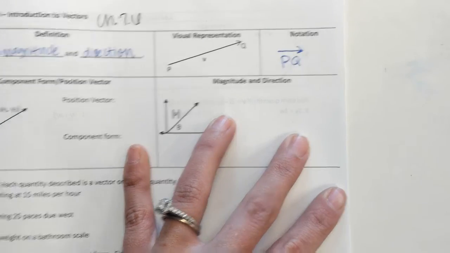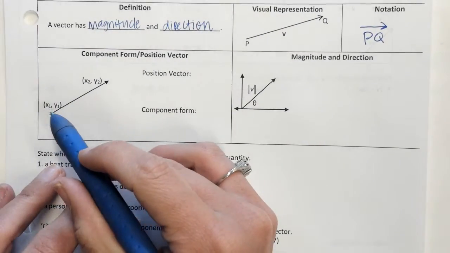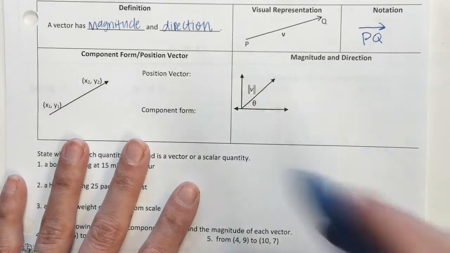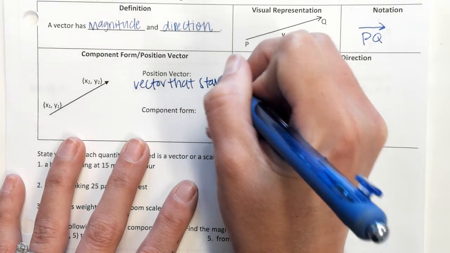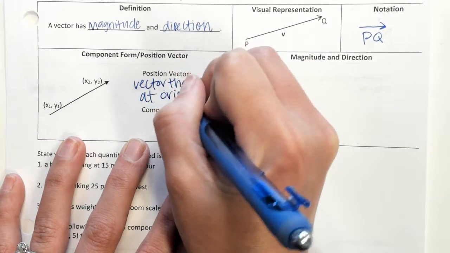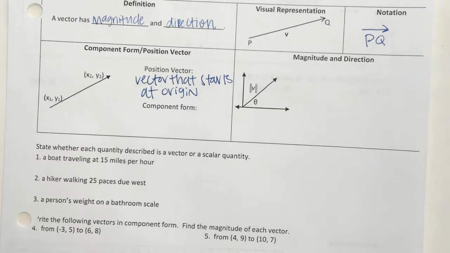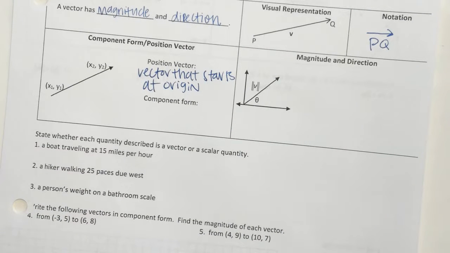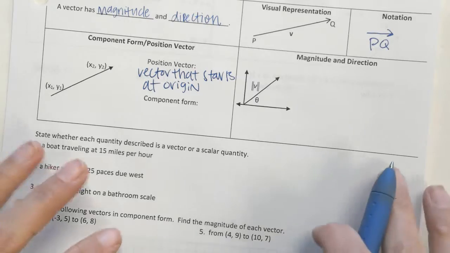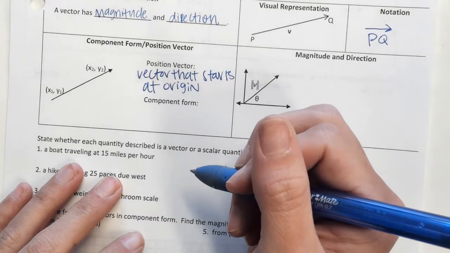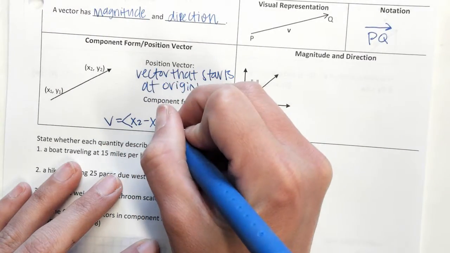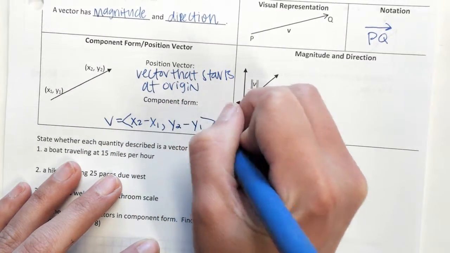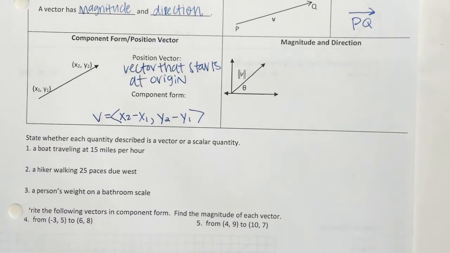All right. So in a vector there's two points, which we know has an X and a Y for both of them. The position vector is a vector that starts at the origin, which is (0, 0). Sometimes you'll be told to write a vector in component form. Component form is x2 minus x1, comma, y2 minus y1. It's just the difference between your x values, the difference between your y values. That's vector form. Component form.